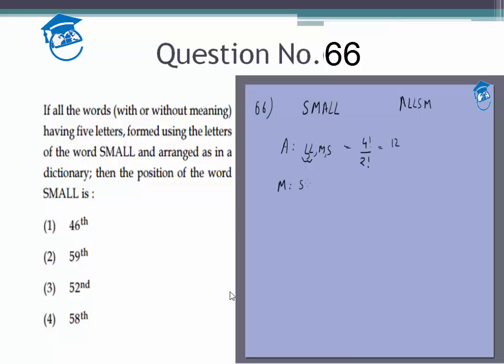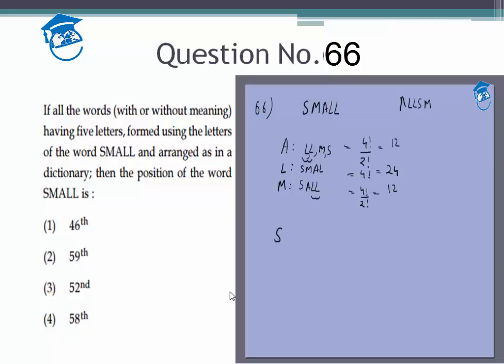How many words beginning with L? What we are left with is S, M, A, L. Now these are 4 letters, but they're all different. So there are 4 factorial ways of that, which is 24. Then we have words beginning with M, that is S, A, L, L, which is again 4 factorial divided by 2 factorial because we have 2 L's, which gives me 12.